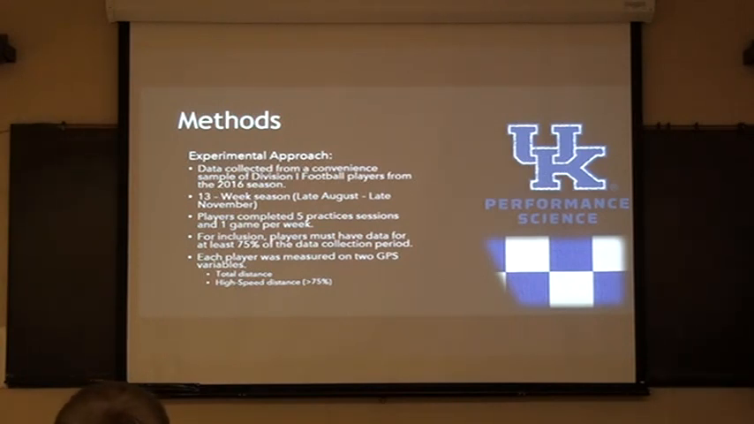Players completed 5 practice sessions and 1 game per week. This was over the course of a 13-week season, so from late August to late November. For inclusion, players must have obtained at least 75% of data for each practice and game day. 2 GPS variables were measured: total distance and high speed distance, greater than 75%.